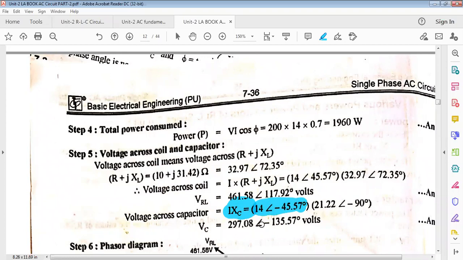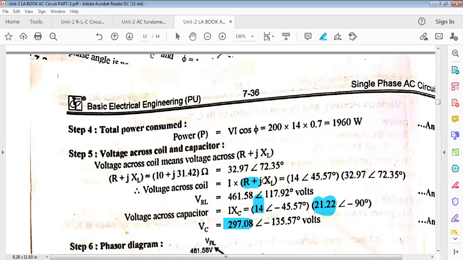No one will ask you in terms of polar form, first thing. But still, in terms of polar form, very easy. Current magnitude 14, XC is 21.22. Multiply it, 297.08 volt. And what about voltage across coil?